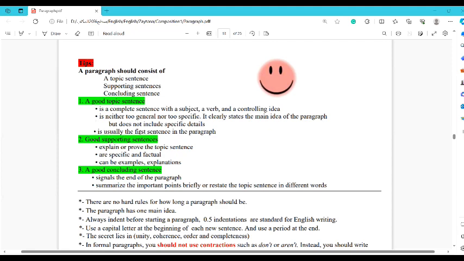A topic sentence is usually the first sentence in the paragraph. Talking about the placement, the position, where is the placement of the topic sentence? It is the first sentence in the paragraph. So you need to start your paragraph with a good topic sentence. Is it clear? Yes. Do you have any questions up till now?